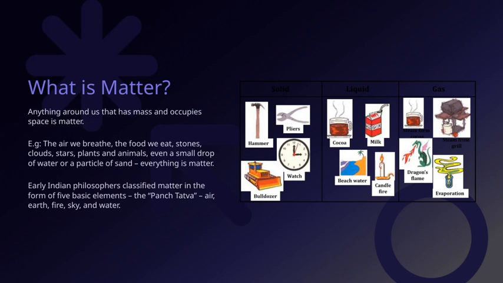It's interesting to note that early Indian philosophers had a unique way of classifying matter. They believed that everything could be broken down into 5 basic elements, which they called the Panchtattva. These are air, earth, fire, sky, and water. Understanding what matter is helps us see how everything around us is interconnected, and it sets the foundation for exploring the different forms and states of matter throughout this presentation.